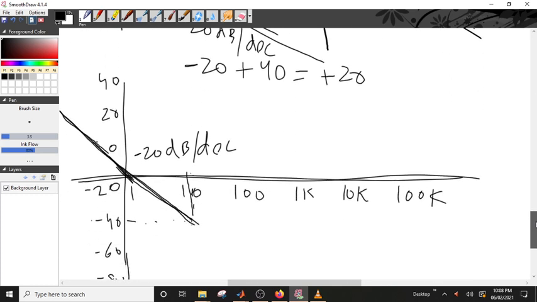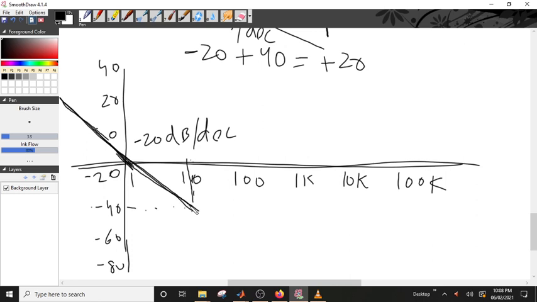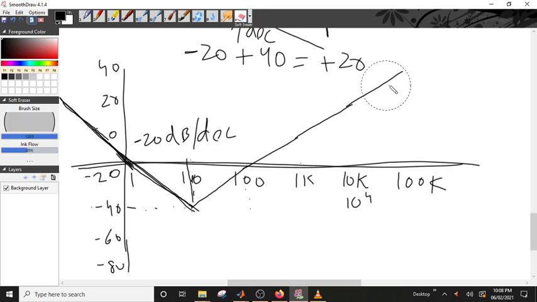So let's go here. Now we should move on plus 20, because minus 20 plus 40 was 20. So plus 20 dB per decade means that from here to here it should go 20. Now from here to here it should go again 20. Sorry, this was the point of 10 power 4, I guess, right? So it should not go onwards the same. It should only reach this one, right?